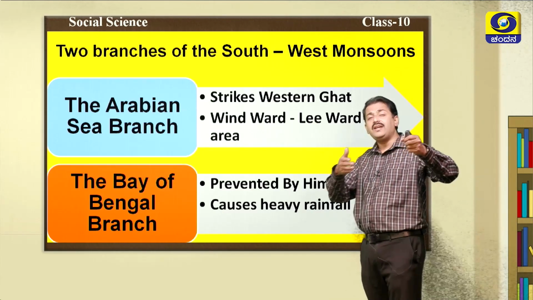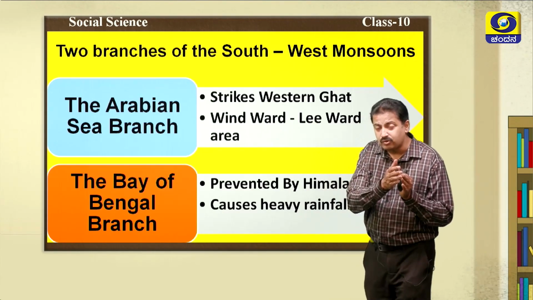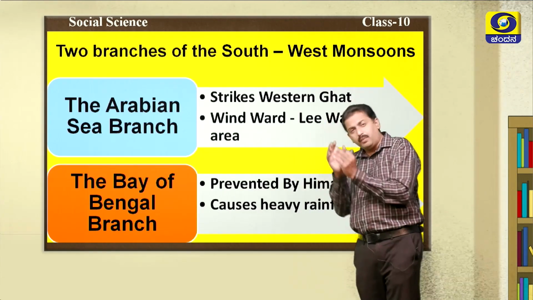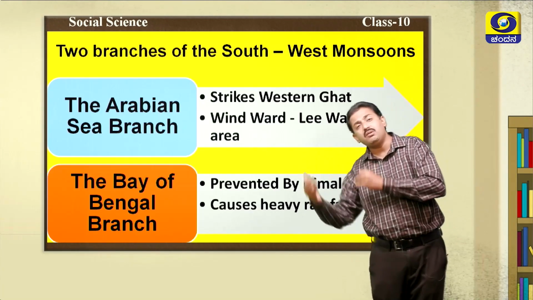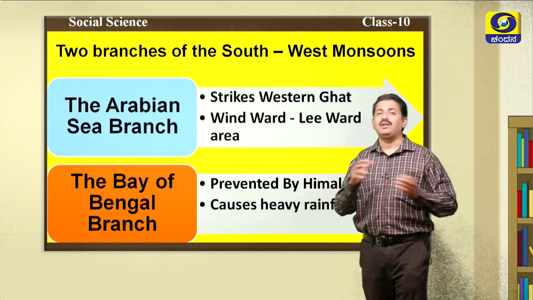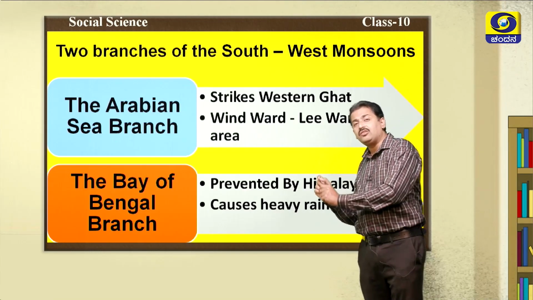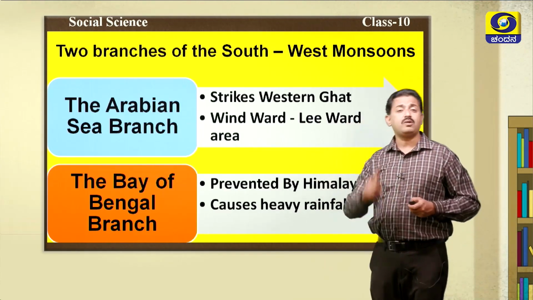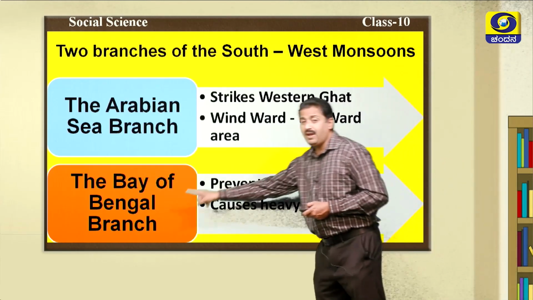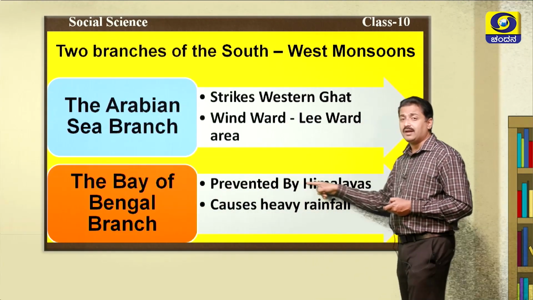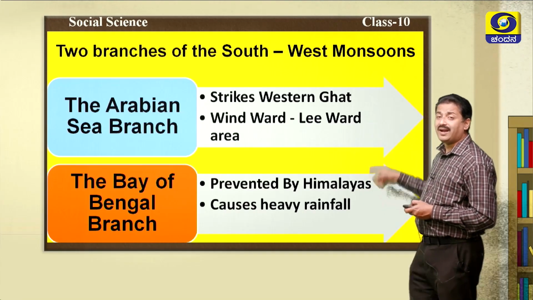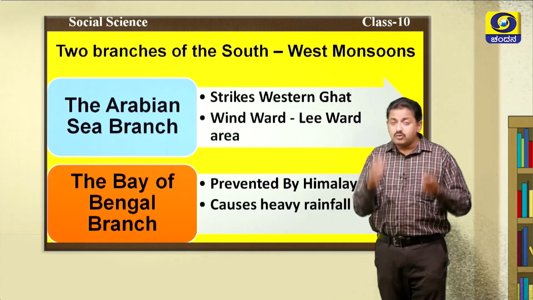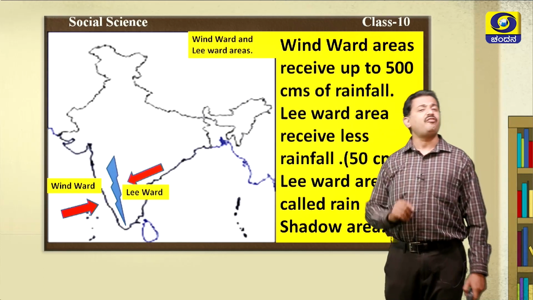The continuous and high range of Western Ghats prevents the southwest monsoon, and only a small amount of winds cross through, so the deposition of clouds is very less over the leeward area. Therefore, rain is also less. Only 50 centimeters of rain is received by the leeward area of the Western Ghat. In addition, let us know about the Bay of Bengal branch. It is blocked by the continuous range of Himalayas, and they cause heavy rainfall to the major part of India. Overall, these two branches give us 75% of rainfall.